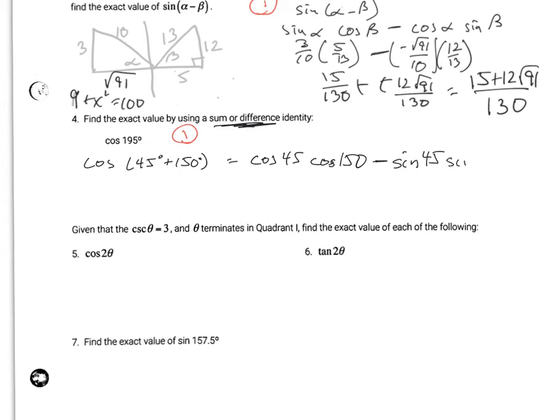We're in the second quadrant, so remember that the cosine in the second quadrant is negative. Cosine of 45, radical 2 over 2. Cosine of 150, negative radical 3 over 2, minus radical 2 over 2, times the sine of 150, which is positive 1/2.